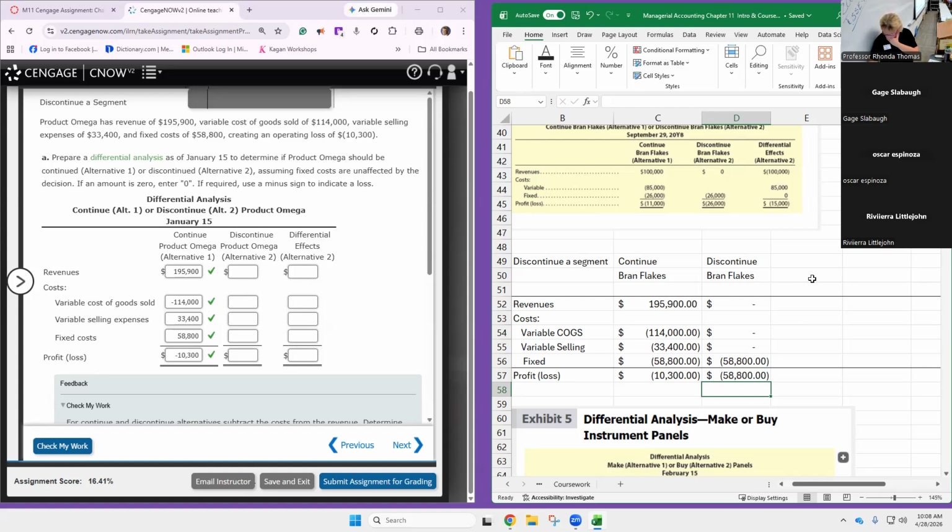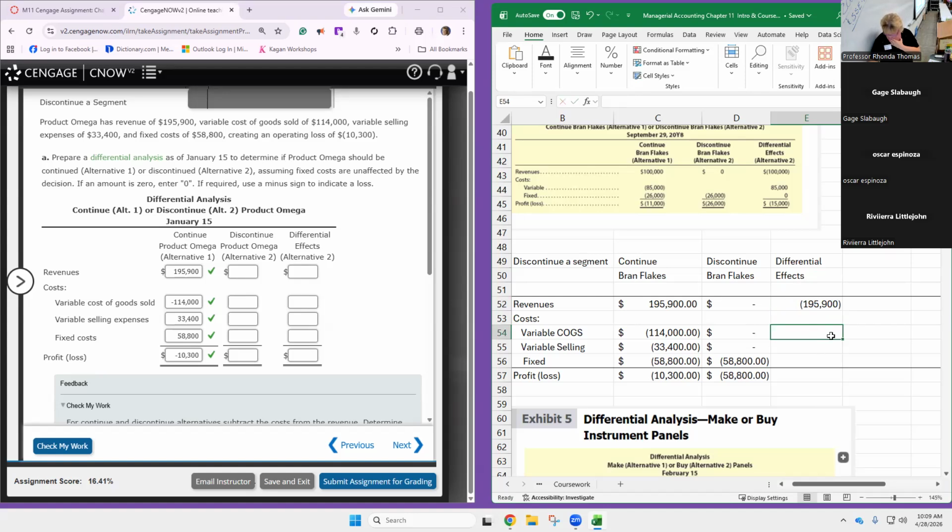Okay, so the differential effects, that's what they call it. Differential effects. Okay, so the idea is, if we take 0 and subtract 195,000, we've just lost that much revenue, right? So this is going to go in as a negative. That's how much revenue we've lost if we discontinue it.